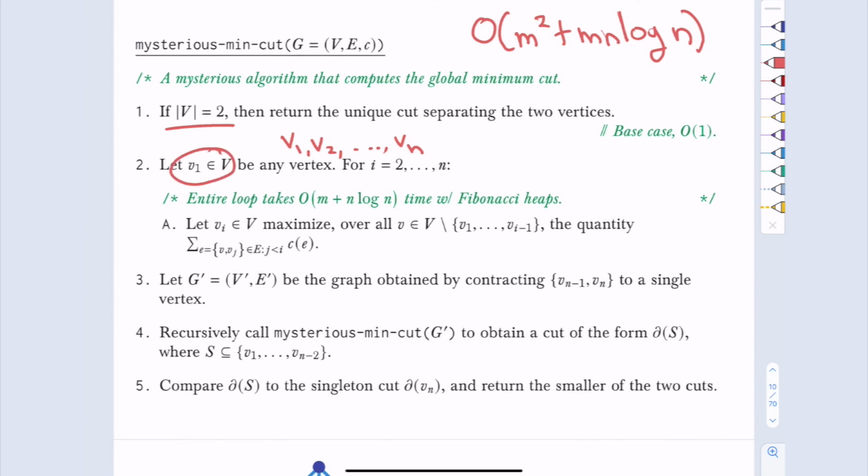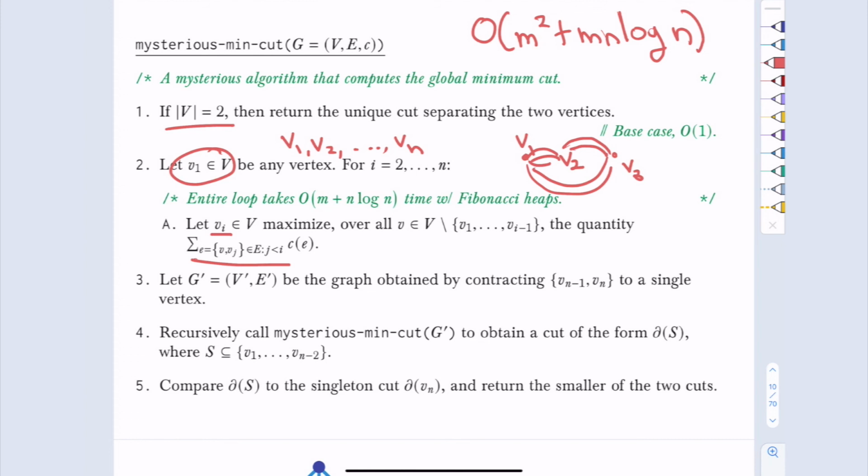What we'll do is, when I'm choosing v2, I'm going to look at v1 and see who has the largest weight edges to v1. So v2 is going to maximize the weight of edges to v1. Now when I'm choosing v3, I'm going to choose a vertex that has the largest capacity of edges to v1 or v2.